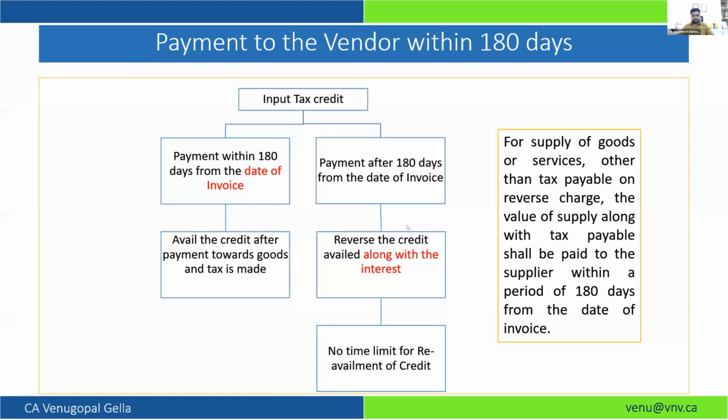They have clarified, and it is 180 days. It's not 90 days or 365 days. As per GST law, you have to make sure you make payment within 180 days. If payment is not made, to the extent of the proportionate unpaid amount, ITC needs to be reversed.